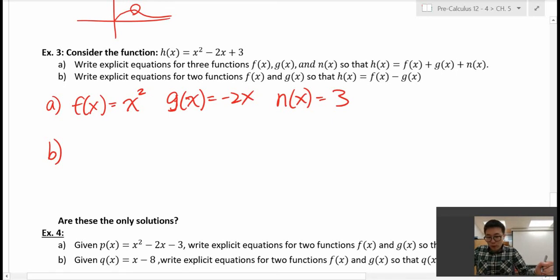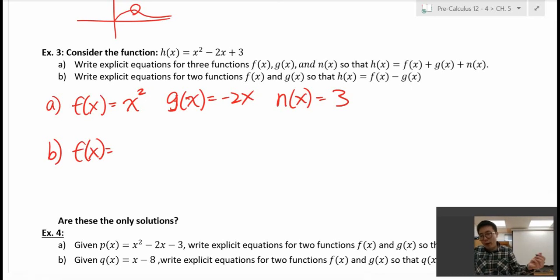So you could come up with two different functions, f and g, so that when you subtract them, it becomes h of x. So we could simply say, again, well, I'm just going to answer the next question here. Are these the only solutions? Definitely not, right? We can come up with many, many different ones.